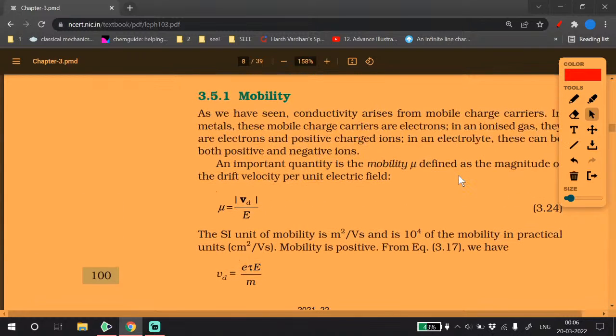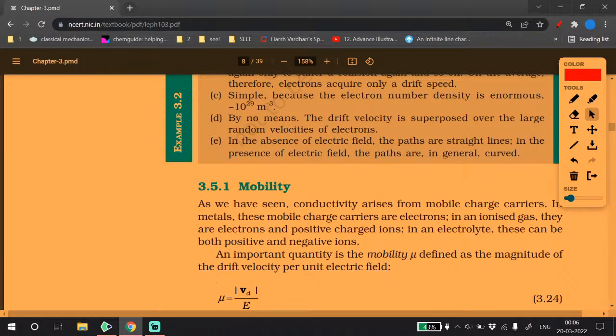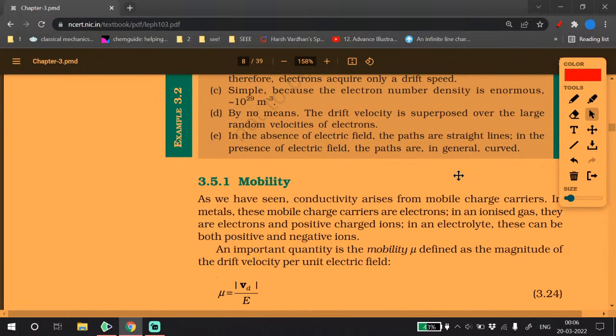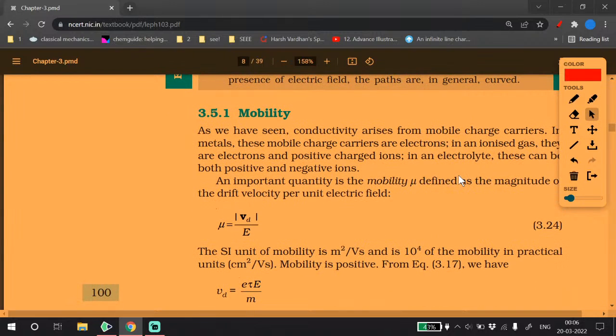So, mobility. We can just revise this once. In metals, the mobile charge carriers are electrons. In ionized gas, we know cathode rays and anode rays. The cathode rays are electrons, and the anode rays are positively charged gas ions. In an electrolyte, it can be positive and negative ions. We know this. Ionized gas is something we need to revise.